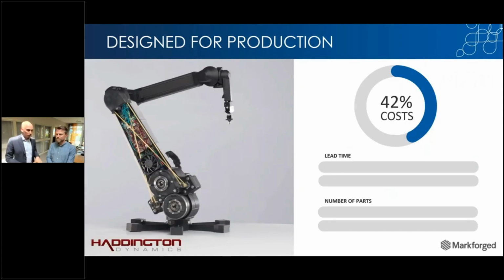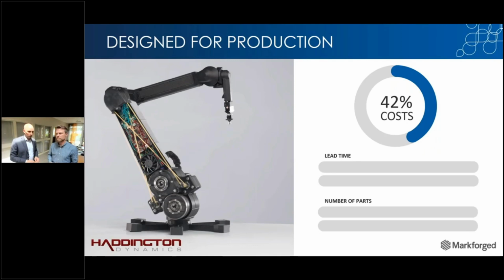This is another good example of a product that is designed to be printed. From the bottom up, this is a 7-axis robot. Everything is printed except for the electronics and stuff, of course. It was designed to be printed, so all angles, thicknesses, the entire design is made to be printed.